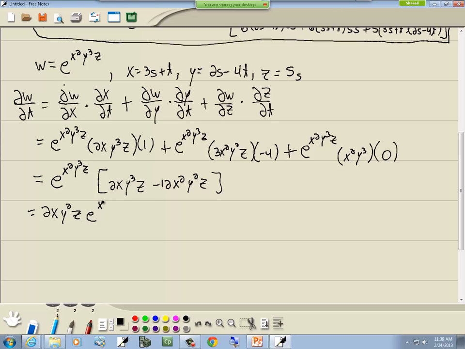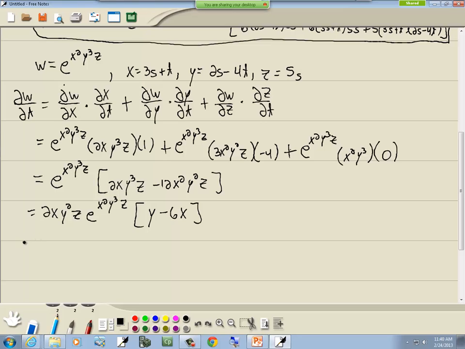e to the x squared y to the third z. The 2's gone, that x is gone, 2 of those y's are gone, so we got y minus 6x. The y squared's gone, and the z's gone.